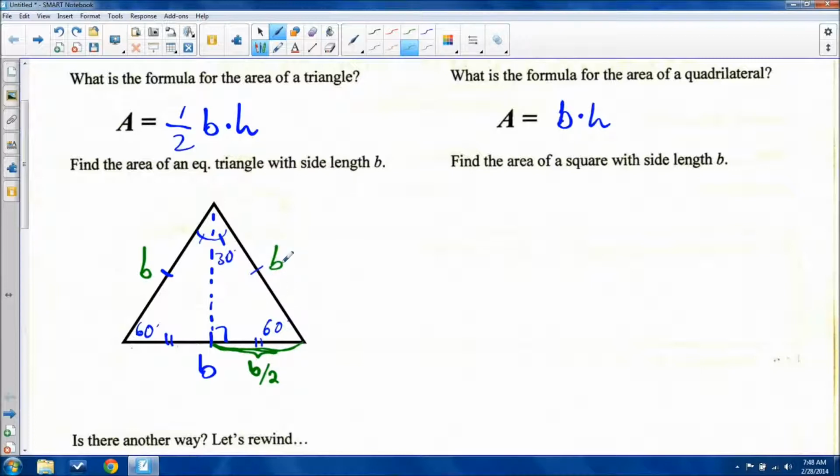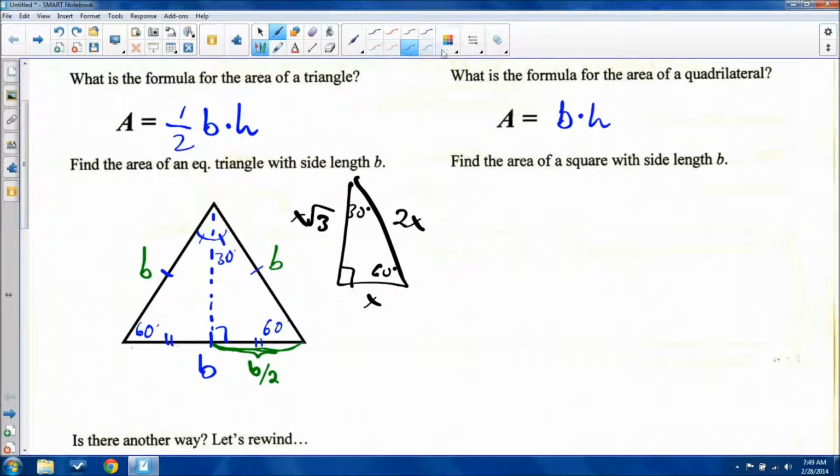This is full b. Now, if you've ever dealt with 30, 60, 90 triangles in the past, you would actually know this relationship. If this was x, this is 30, this is x, this is 2x, and this is x times the square root of 3. So we're going to have to deal with these special triangles here. This is 60, by the way. So the one opposite of 60 is x times the square root of 3, and this is 2x, etc.